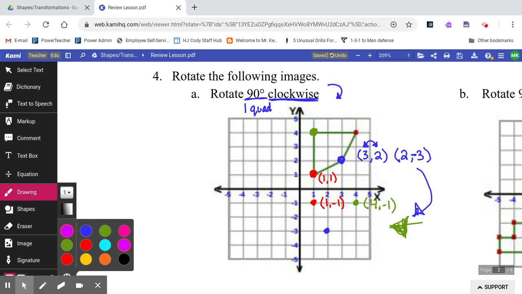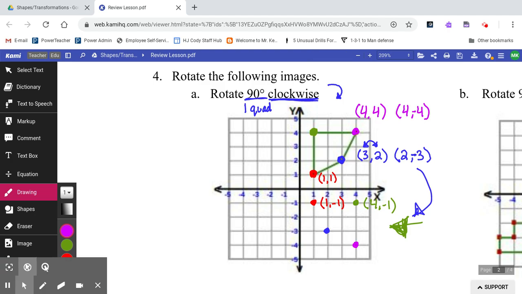My last one is 4 and 4. 4 and 4, if you rotated it, would still be 4 and 4. So it's an easy one. The second 4 became negative because I went down 1 quadrant. So the last point is 4, -4, right there.